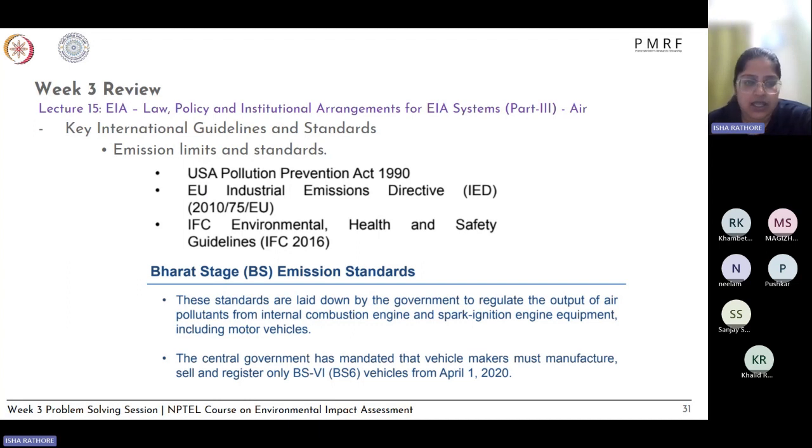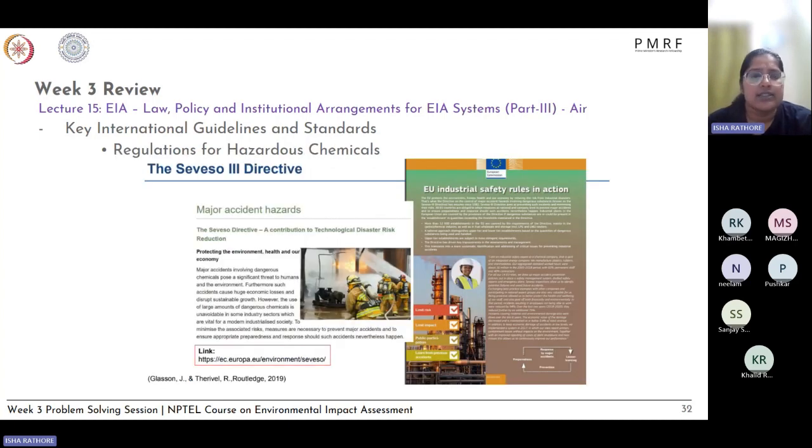So these standards were laid down by the government to regulate the output of air pollutants which were coming out of your motor vehicles, and they mandated vehicle makers to manufacture and sell a certain kind of vehicles after a particular year. You would have seen the vehicles being upgraded in the past few years, basically because of this limit of emissions being imposed on the motor vehicles as well. So that is one Indian standard.